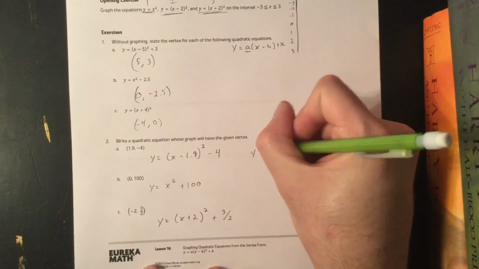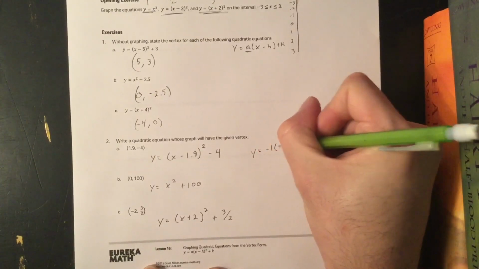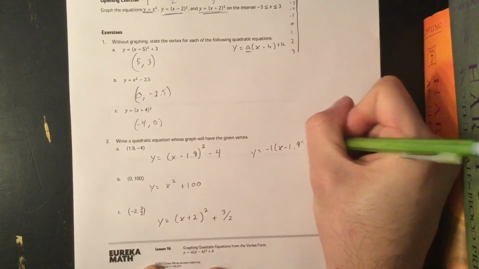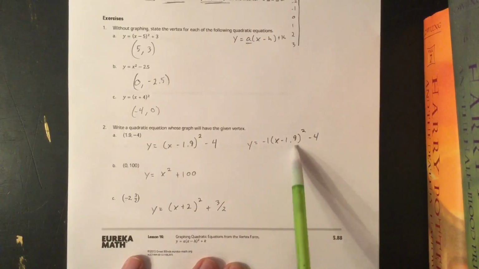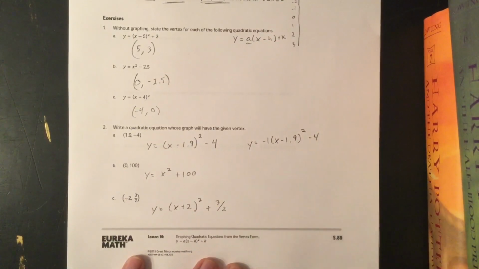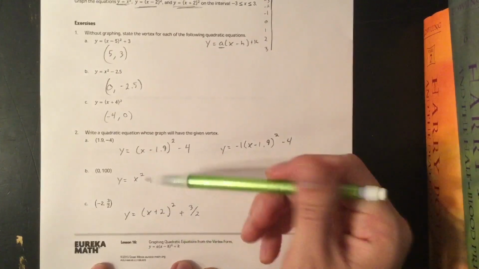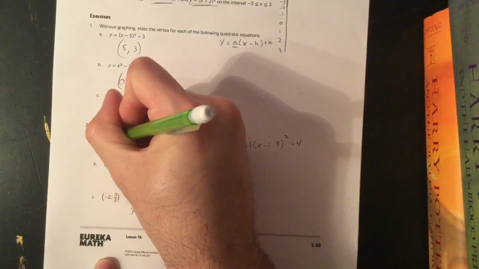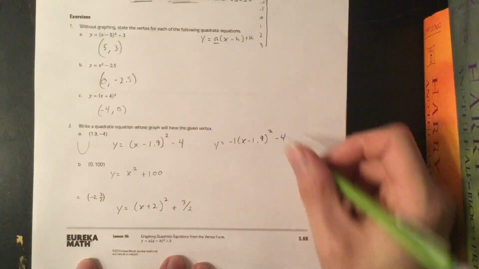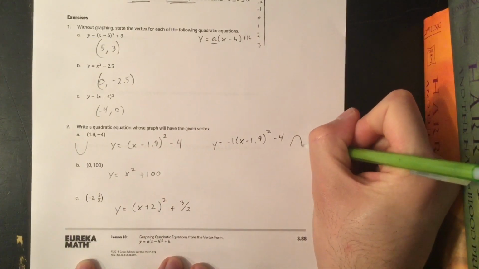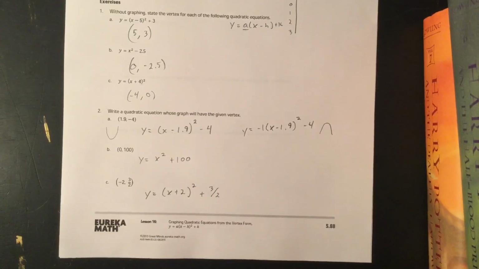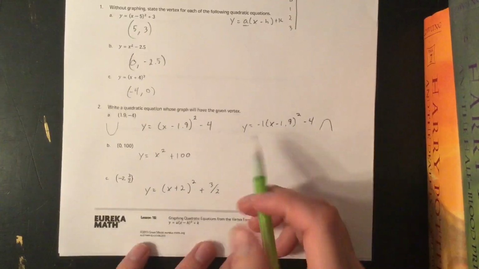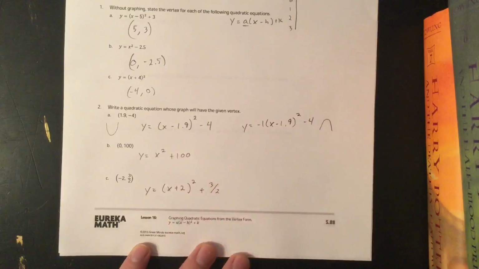Another option we could do is y equals negative 1 times (x minus 1.9) squared minus 4. It's going to have the exact same vertex, except now it's going to be opening up. So where this graph would open like this, opening up, this one would open like this, opening down. This is just something to be aware of, that these values in front can change, and we can get different slopes with the equation.